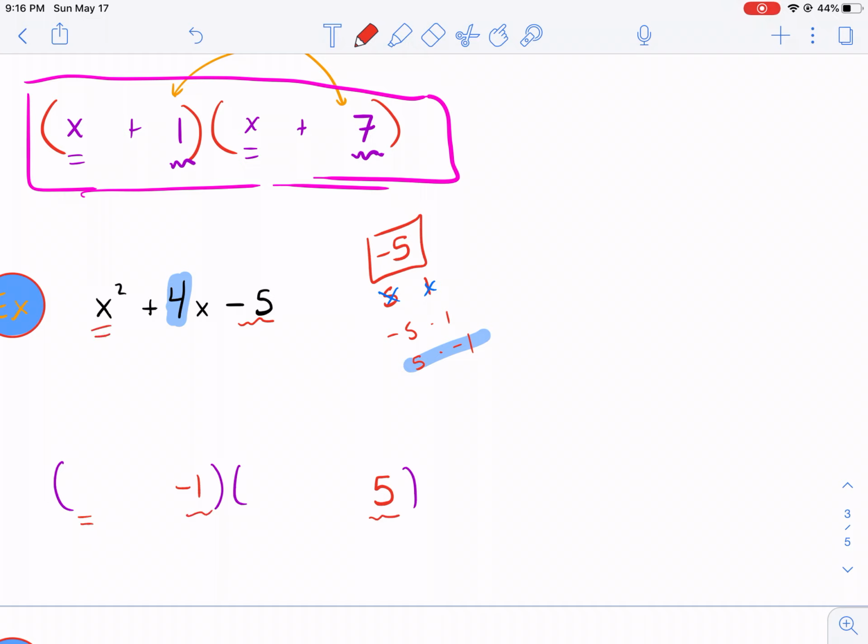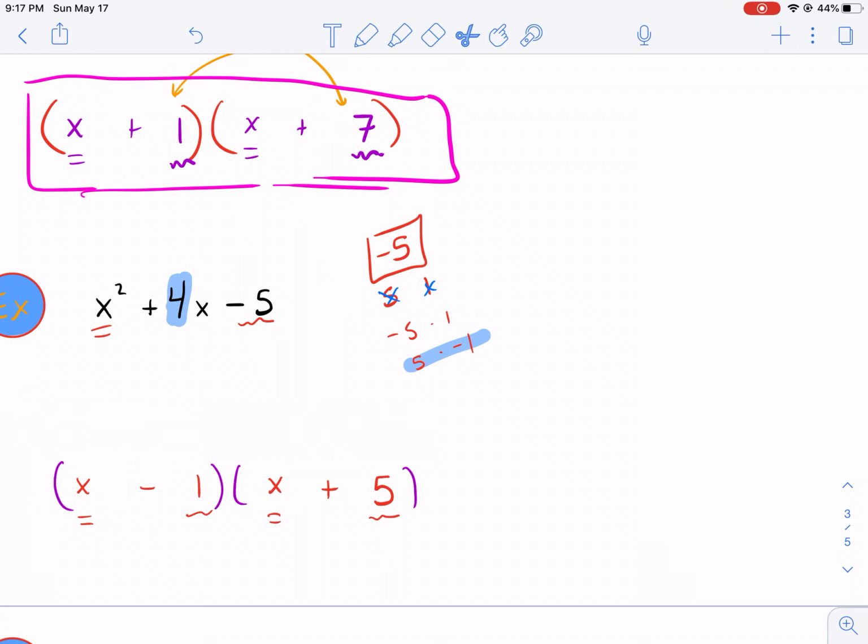Our factors of the first term are x and x. And then we're just going to add the plus here and we're good to go. So really, I can move this negative over and it becomes minus. Minus and negatives are the same thing, okay?